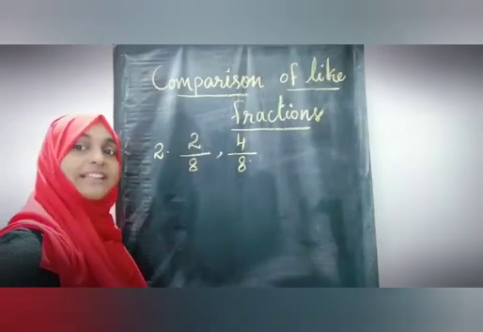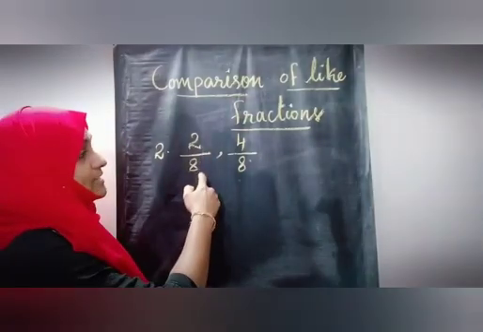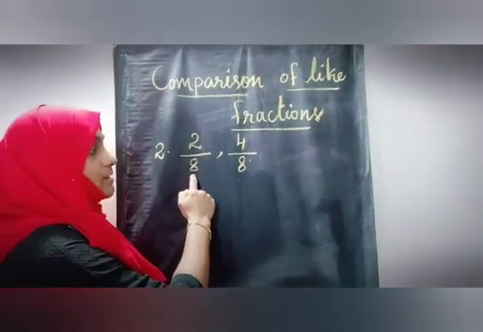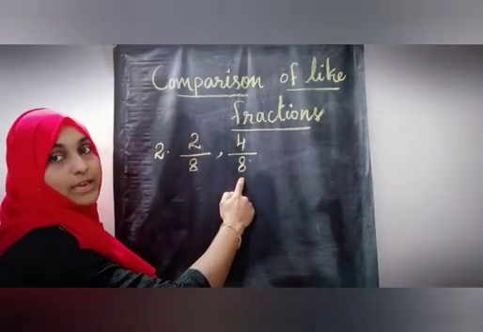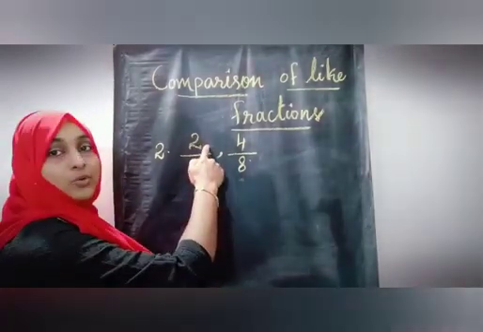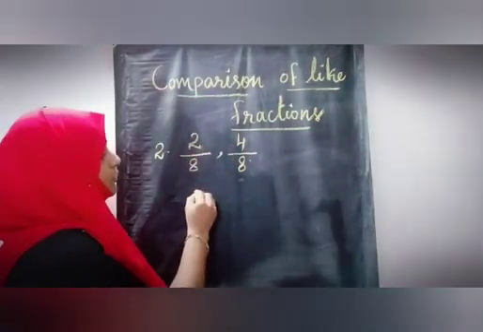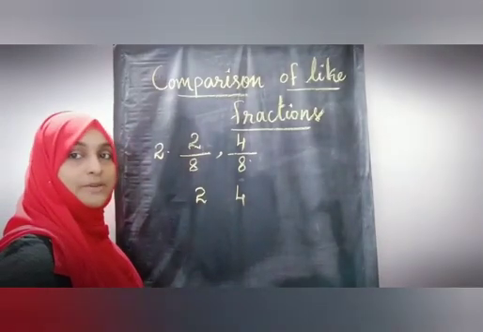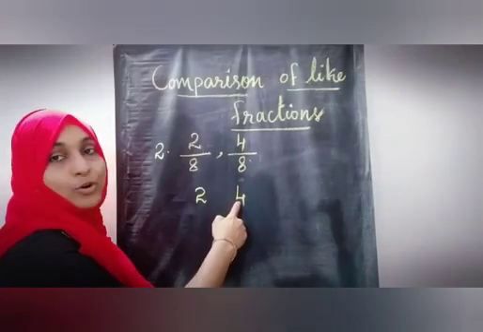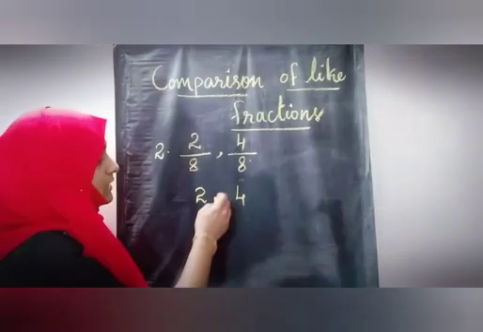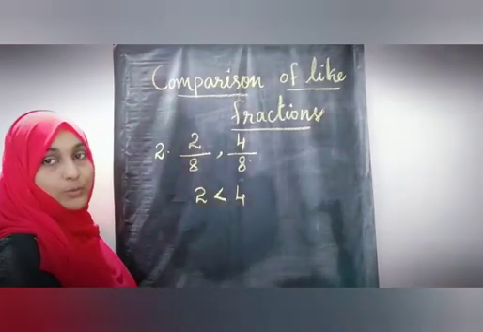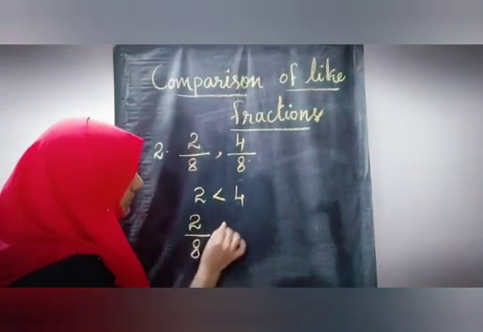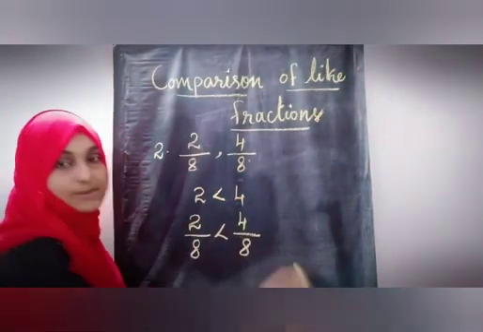Let us see another example. 2 by 8 and 4 by 8. These are like fractions because their denominators are the same. So we compare their numerators. Here the numerators are 2 and 4. Which number is bigger here? Yes, 4 is bigger. So 2 is less than 4. So we can write these fractions as 2 by 8 less than 4 by 8.